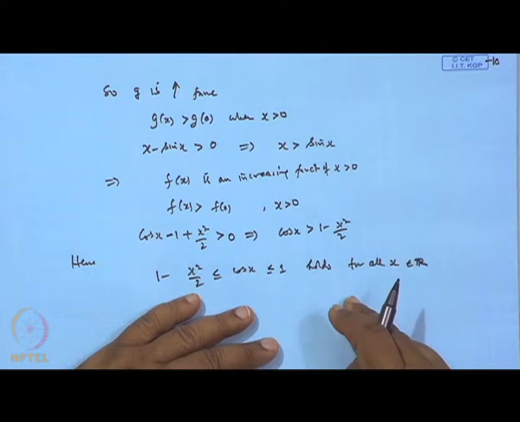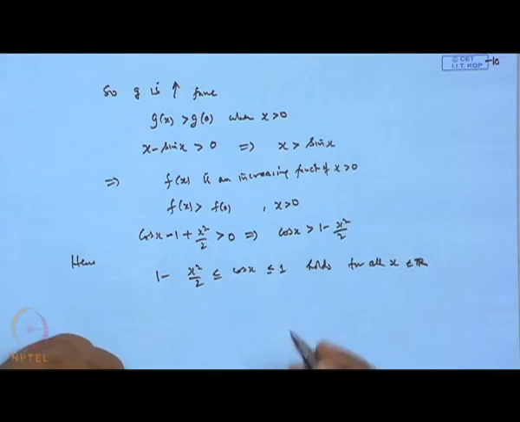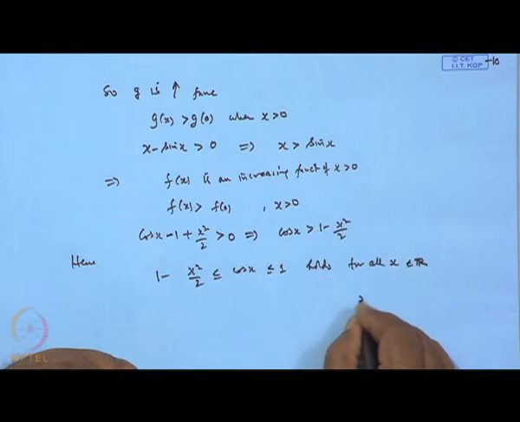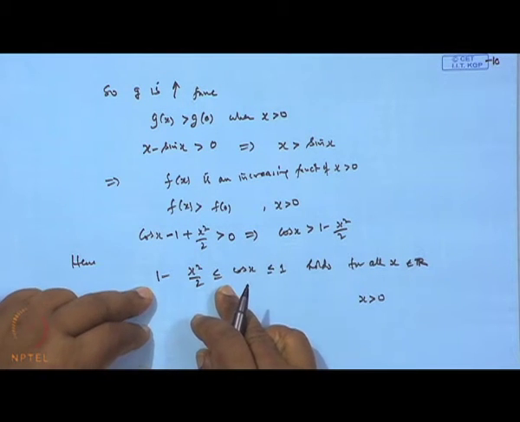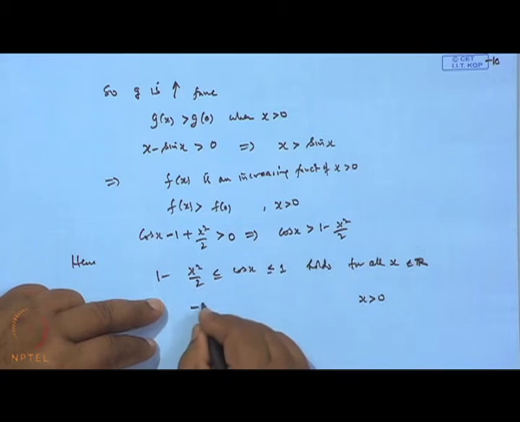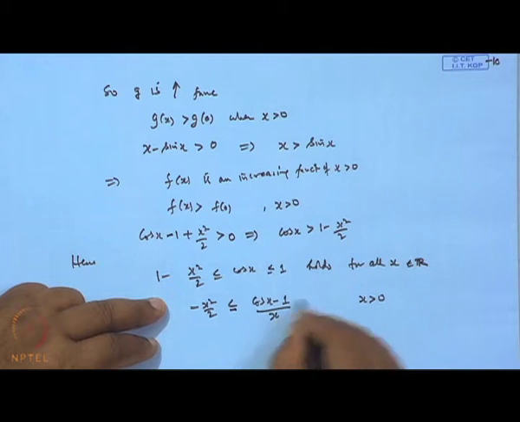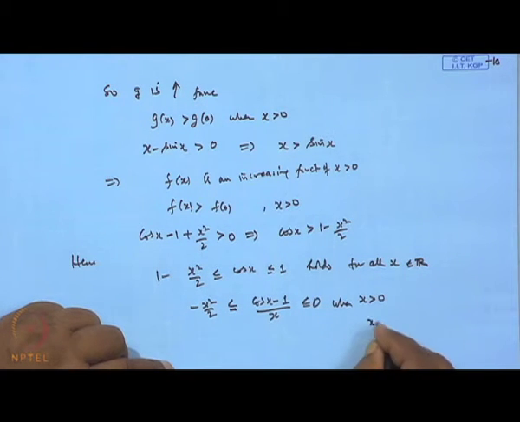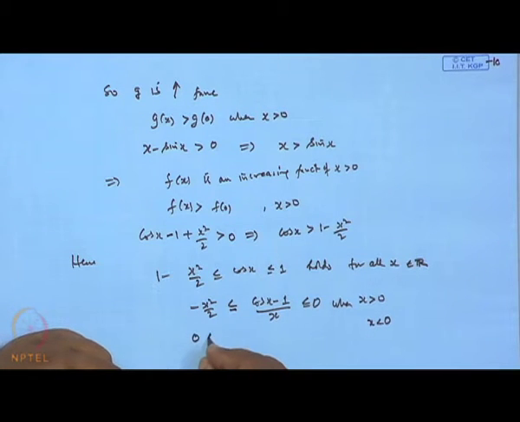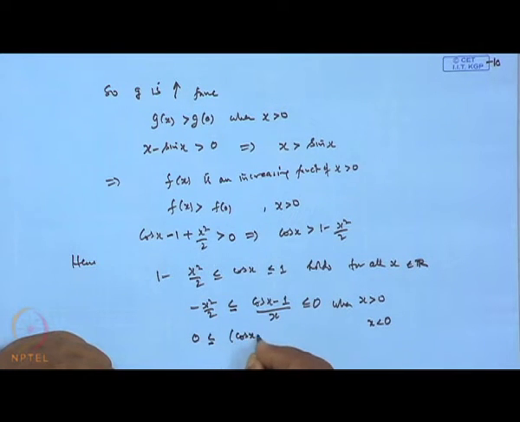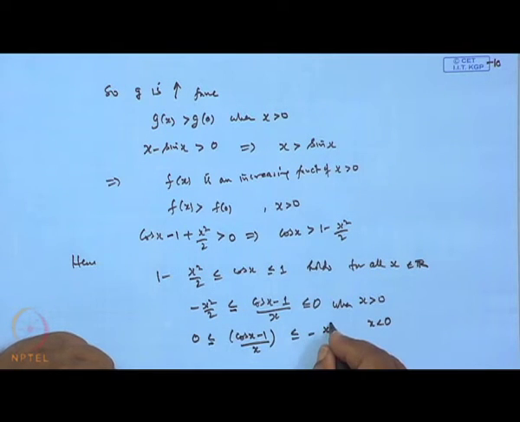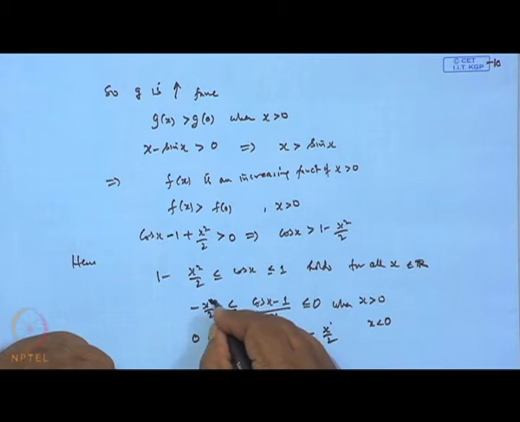Okay. So, let x be positive, then we can write minus x square by 2 is less than or equal to cosine x minus 1, divided by x, which is less than or equal to 0. And when x is negative, then we can write 0 is less than or equal to cosine x minus 1 by x, less than or equal to minus x by 2, since we are dividing by x.